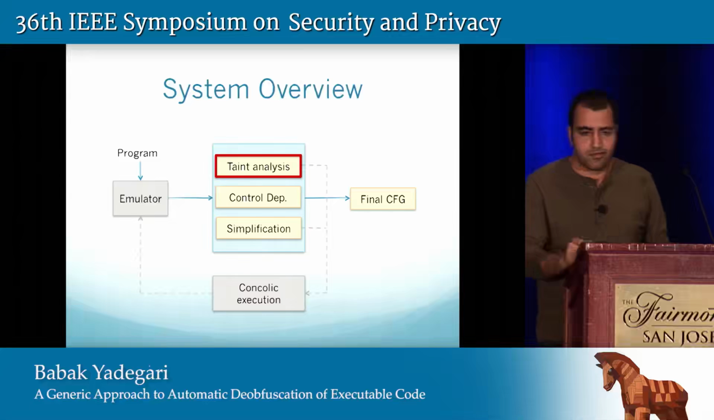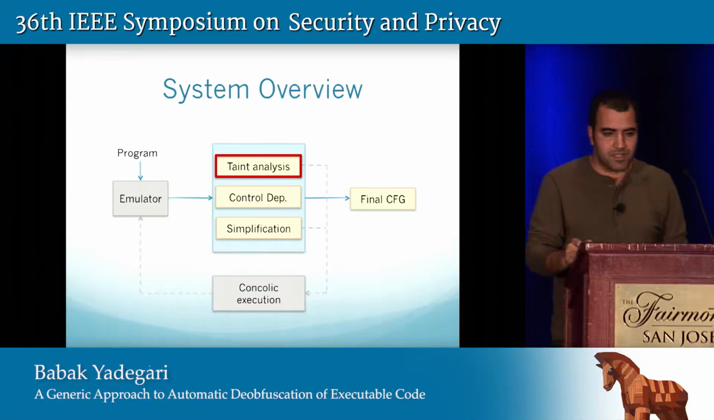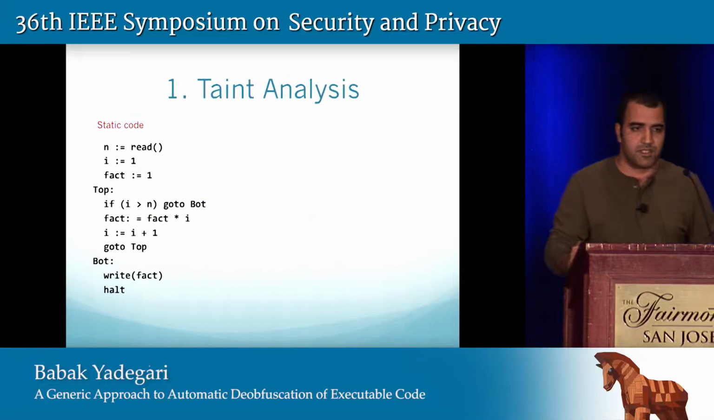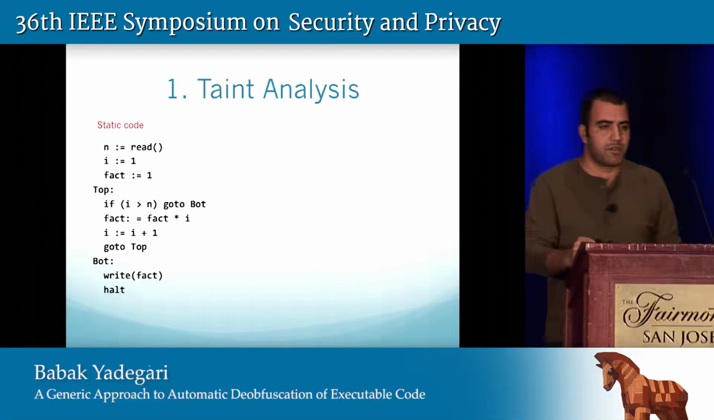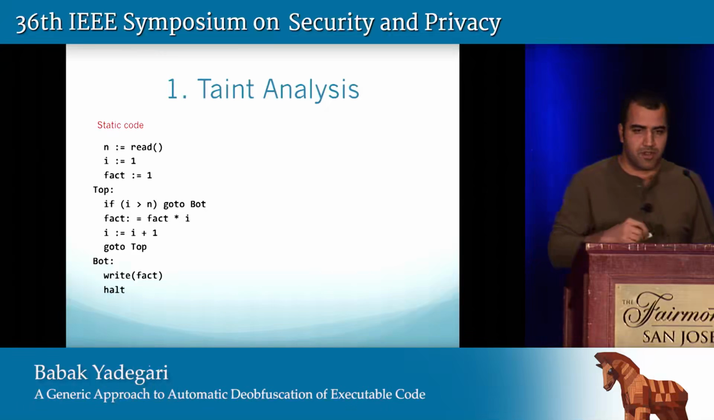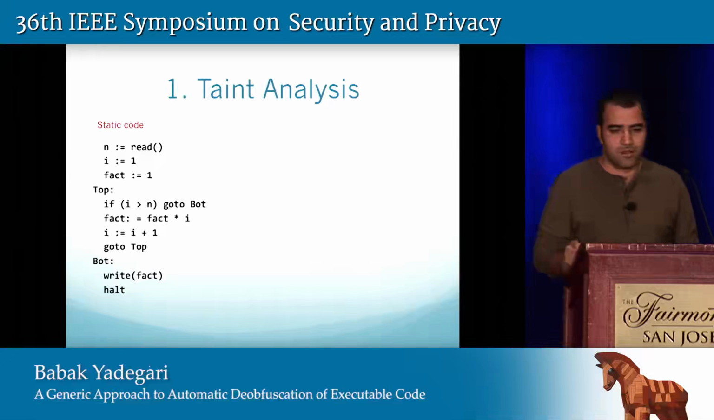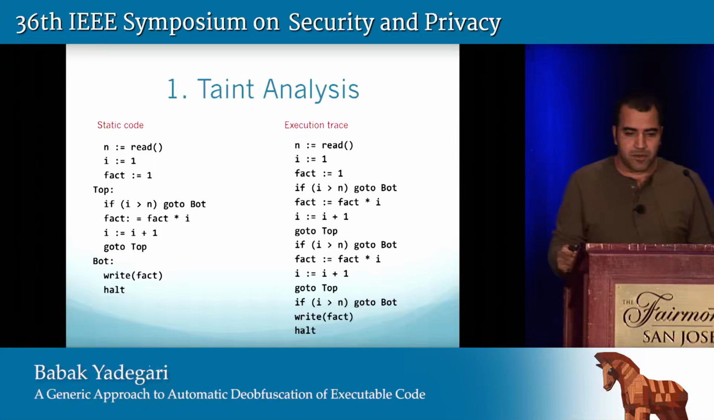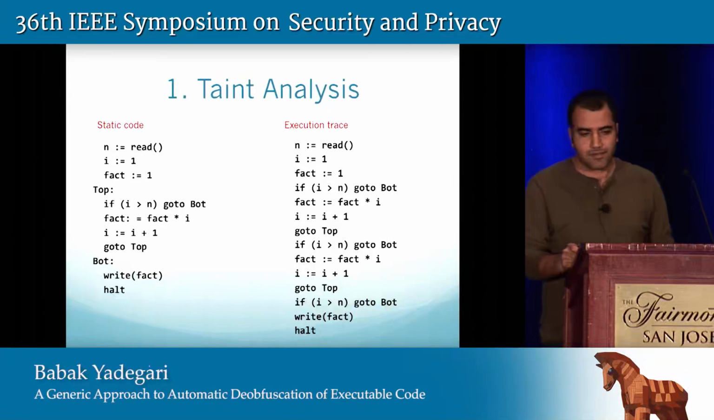So first, let's discuss the taint analysis. I'm just going to go over an example to see how these analyses are used in our approach. Here you see the code for a simple factorial program. It reads n from input, computes the factorial in a loop, and finally prints the result. And here on the right, we have the execution trace of the program for n being 3, so the loop is executed twice.